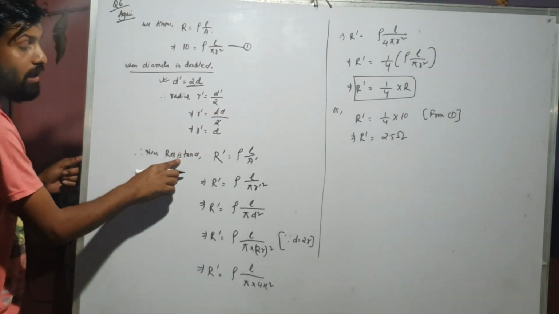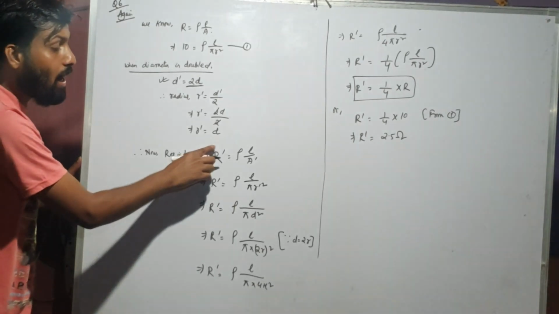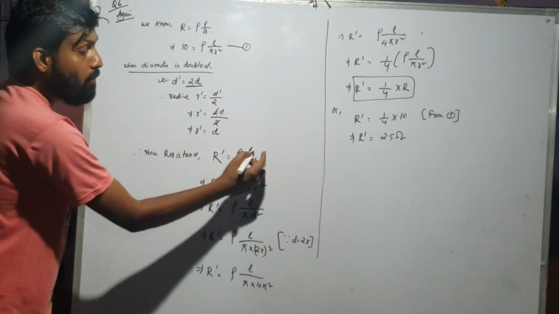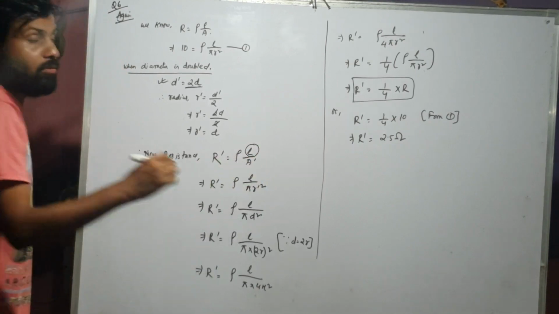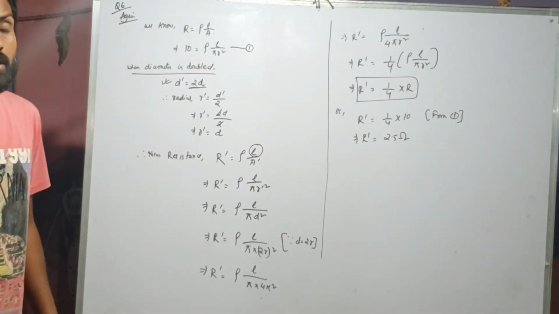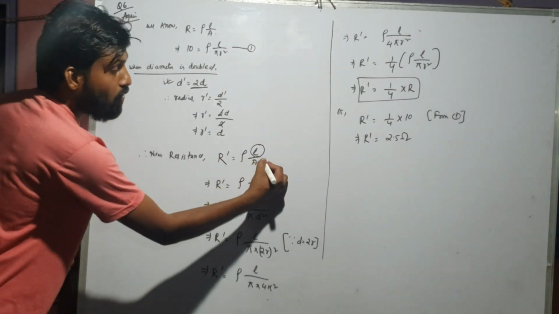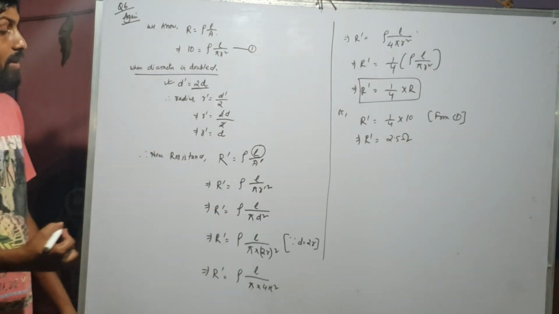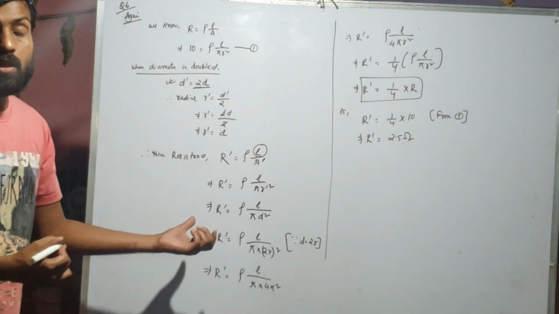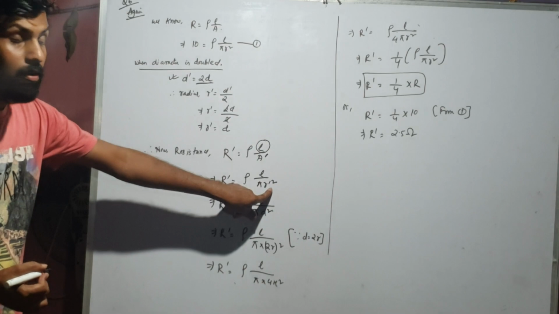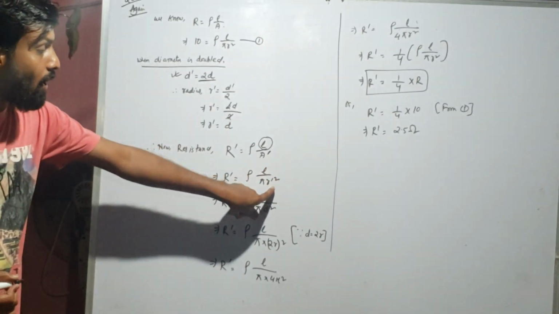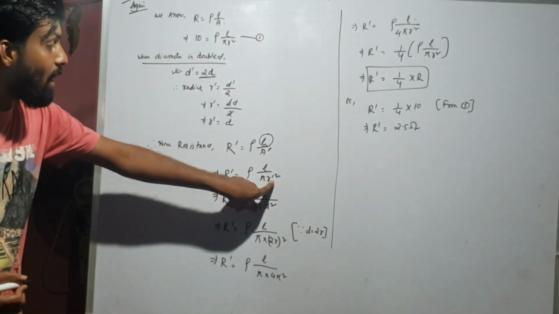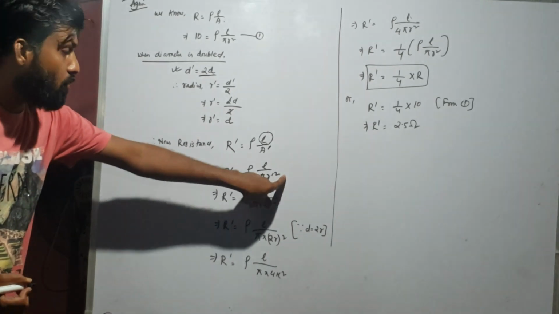That means the new resistance is going to change. R dash is equal to rho into L by A dash. Remember, I am not changing my length, because in the question they are not saying anything about the length. They are talking about the area, so I wrote the new area, A dash. The formula for area is pi r square. Since it is A dash, we need to use the R dash value, so pi R dash whole square.